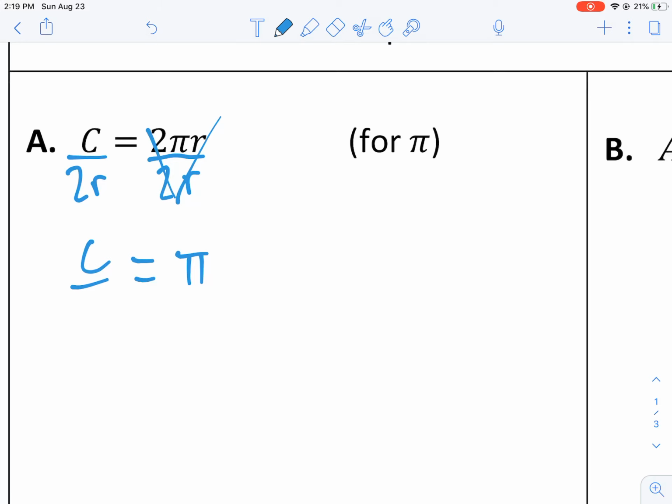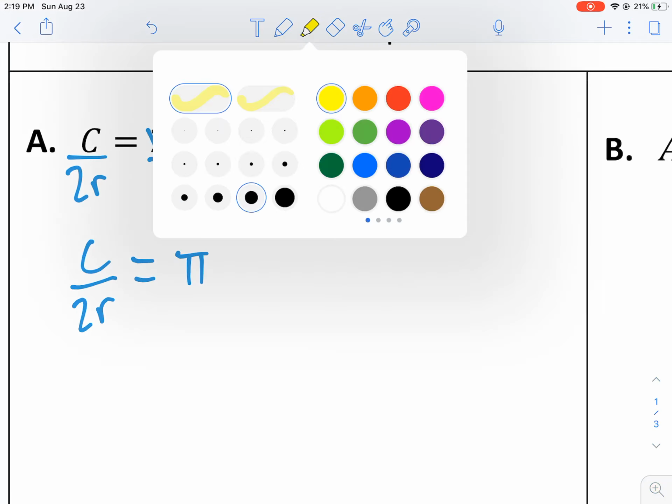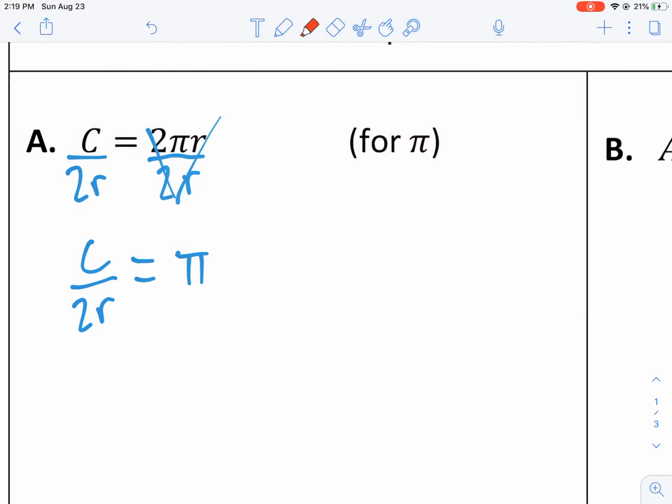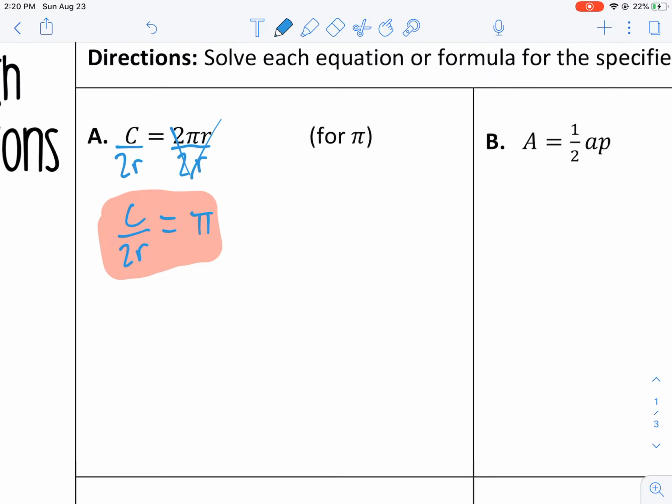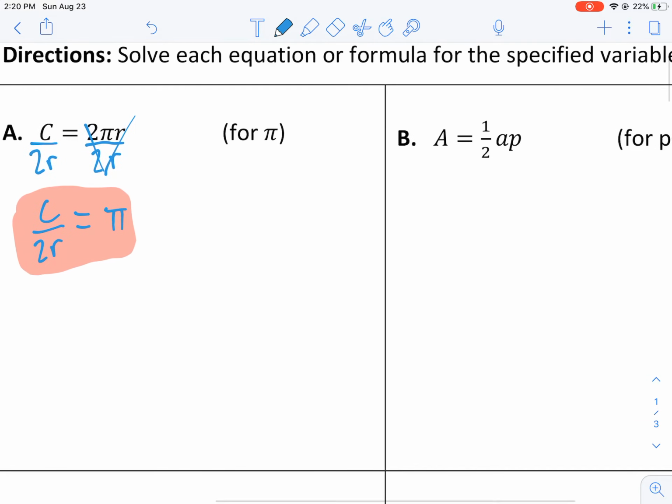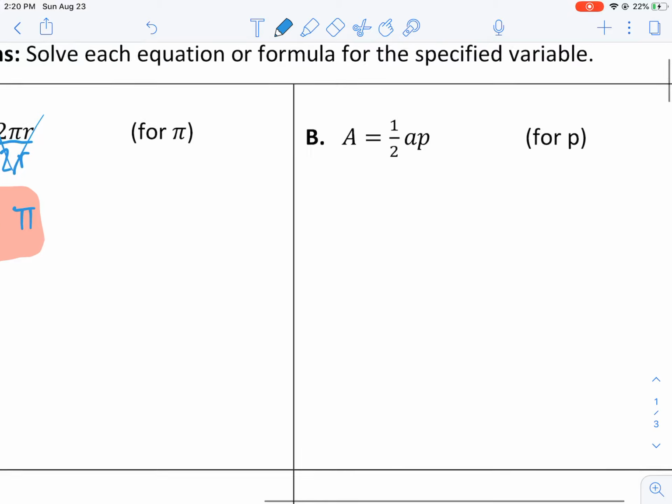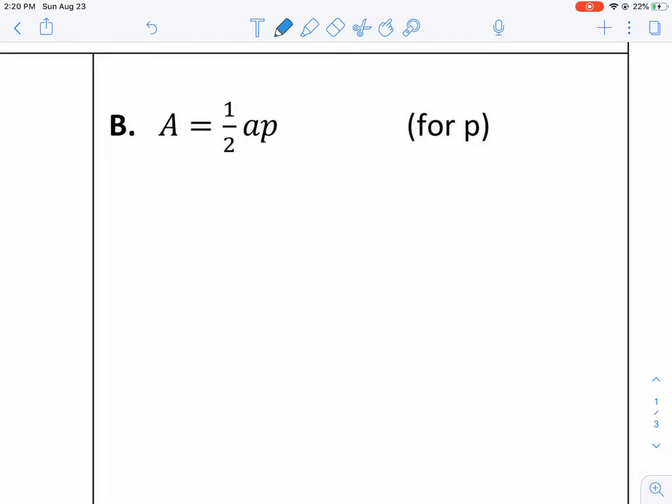So solving literal equations is mostly just about moving letters around. So this is actually our final answer. Pi equals C over 2r. And we're done. So that's pretty easy for the first question. If you have like terms, you might have to simplify a little bit, but other than that, that's all you're doing. So we're going to move on to the next question.